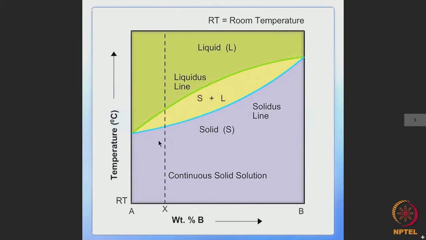Now, if we look at this phase diagram, above this line everything is in the liquid state, and below this line everything is in a solid condition. In between these two lines we have two phases, both the solid and the liquid. Now, the line above which everything is liquid is known as the liquidus line, and the line below which everything is solid is known as the solidus line.